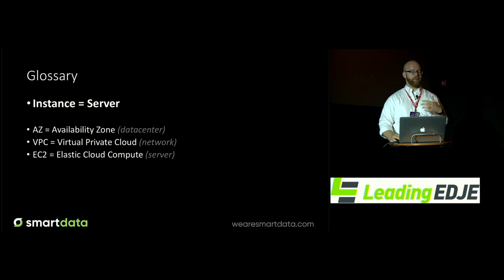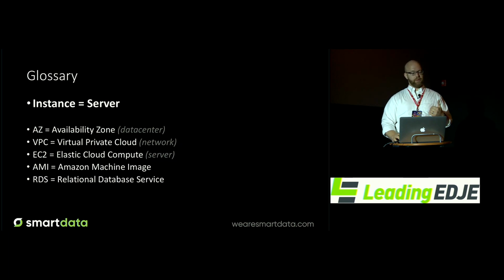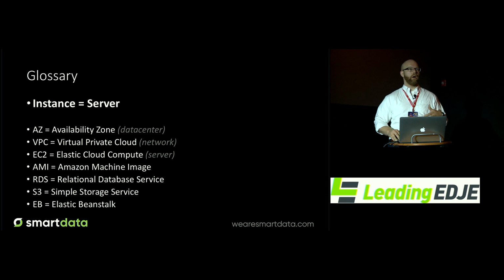EC2, or Elastic Compute Cloud, would be servers or instances. This would be actual computers that run under the covers. AMI, or Amazon Machine Image, is a virtual machine image, if you've ever worked with VM software. There's RDS, which is the Relational Database Service. S3, Simple Storage Service. This is probably one of the most common ones that most people in technology are familiar with, at least by name. And then you have EB, or Elastic Beanstalk, which is a solution that we'll talk about in a minute here.